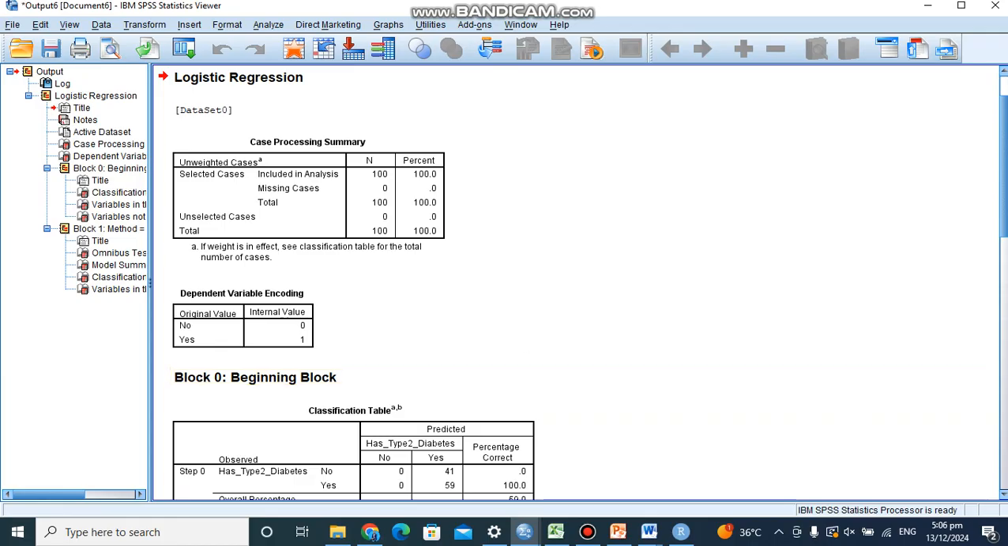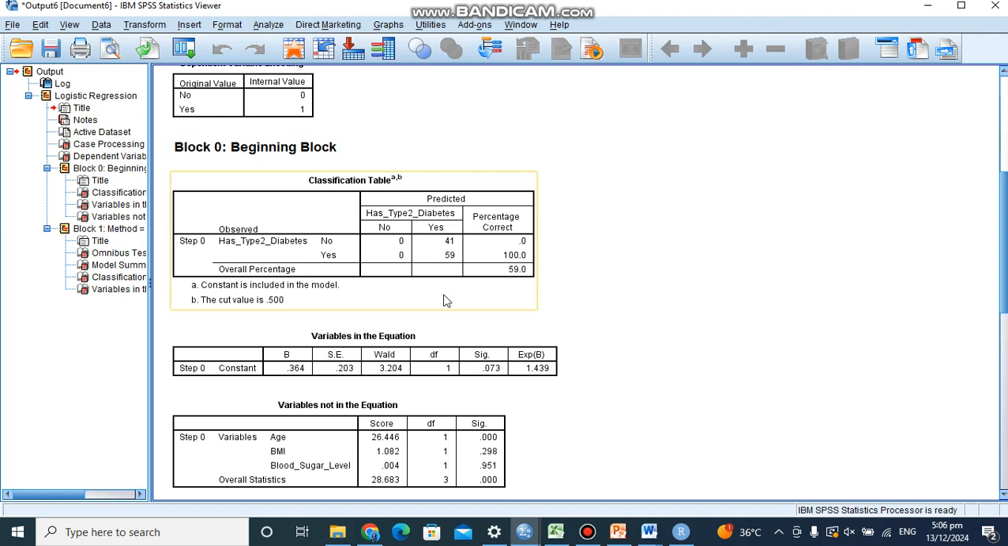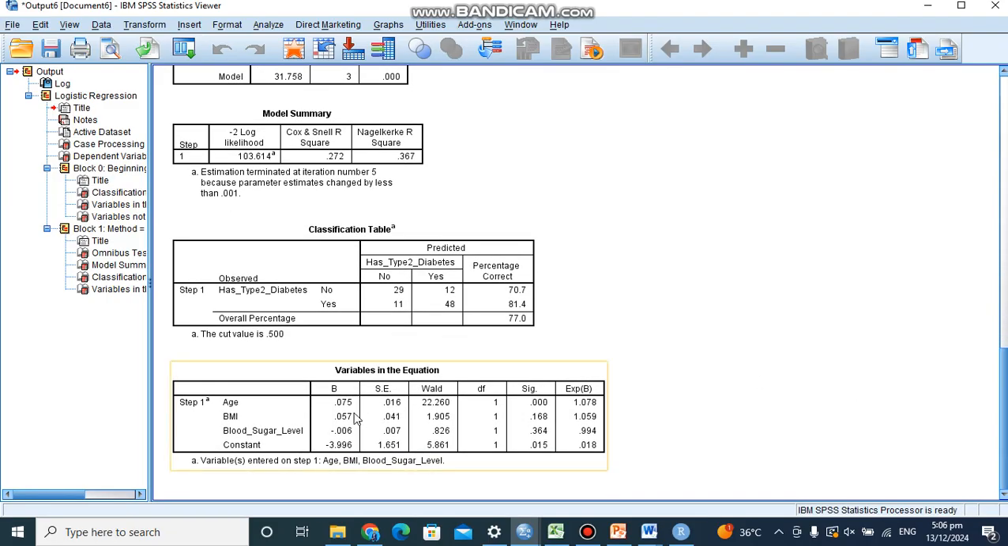This is just a summary of our data. And block 0, that is the beginning block, talks about the baseline, the baseline without the predictors. All right, so our major concern is in block 1. Our major concern is these variables in the equation.